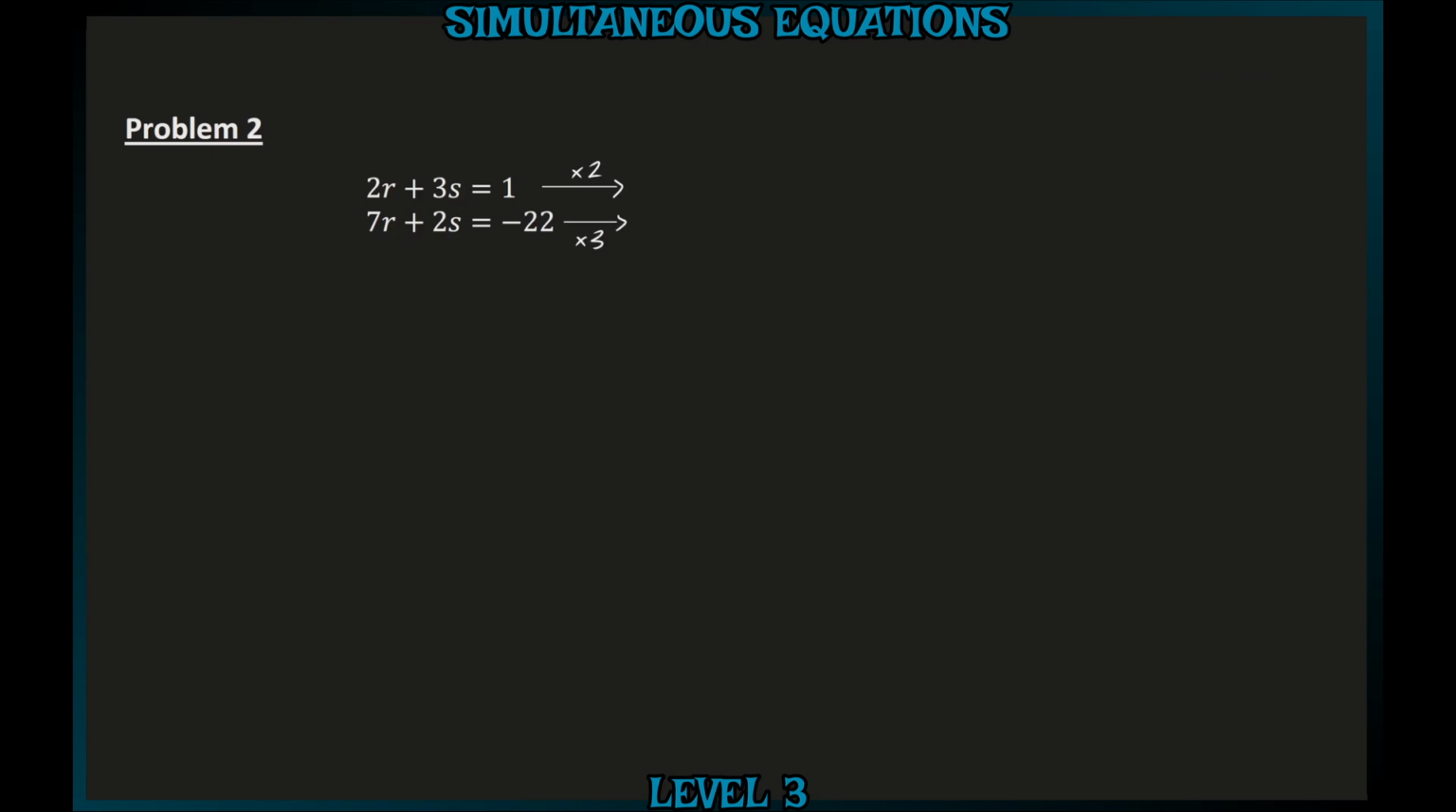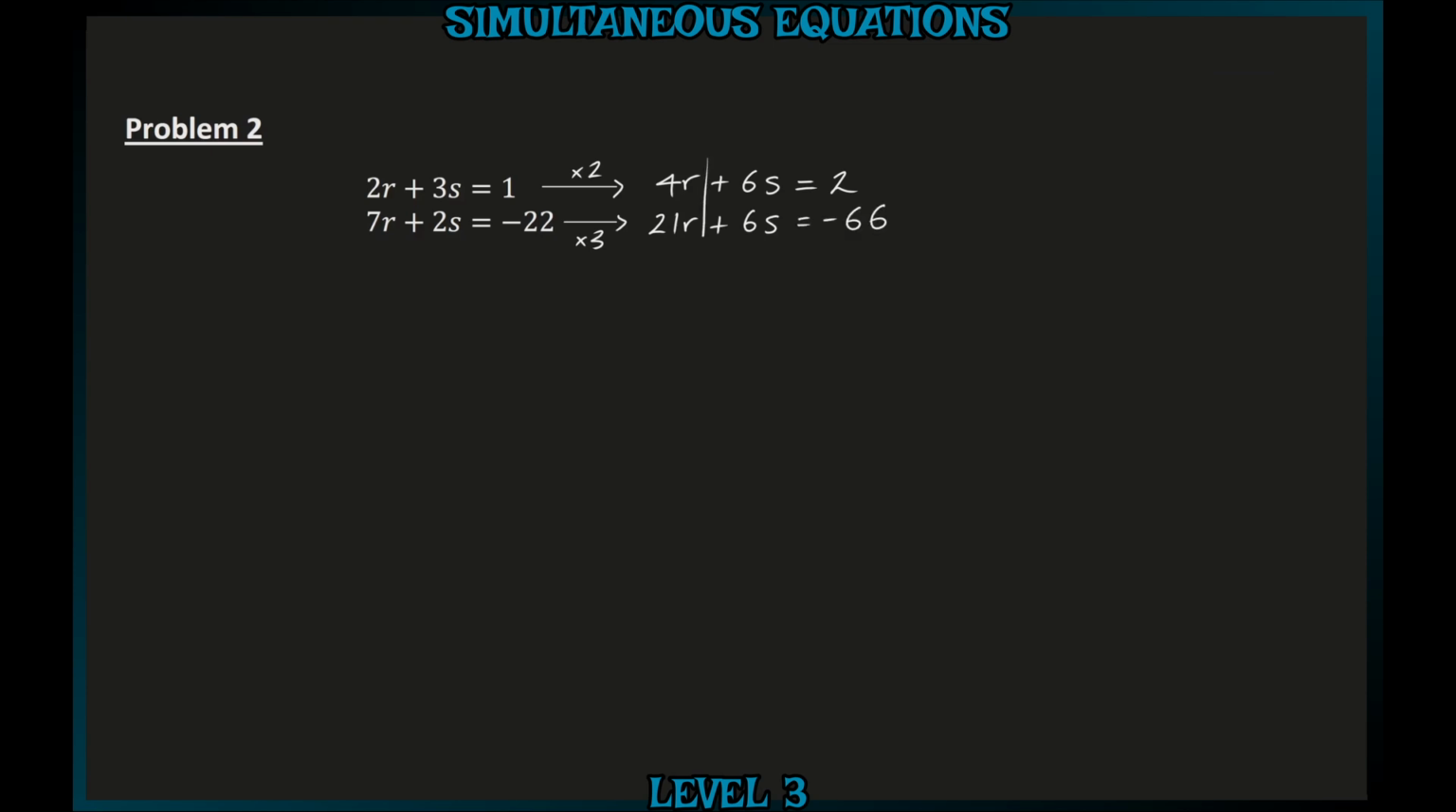So starting with the top equation, 2r times 2 is 4r, 3s times 2 is plus 6s, and 1 times 2 is 2. For the bottom equation, 7r times 3 is 21r, 2s times 3 is plus 6s, and on the right, minus 22 times 3 is minus 66.